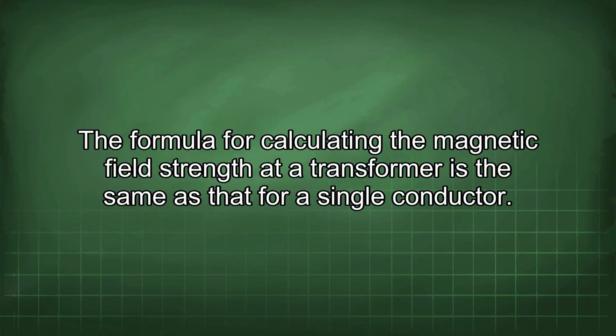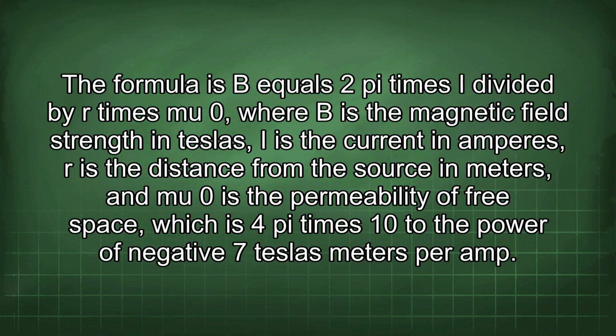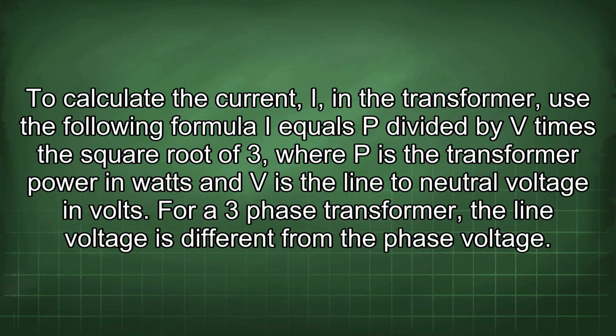The formula for calculating the magnetic field strength at a transformer is the same as that for a single conductor. The formula is B equals 2 pi times I divided by R times mu0, where B is the magnetic field strength in teslas, I is the current in amperes, R is the distance from the source in meters, and mu0 is the permeability of free space, which is 4 pi times 10 to the power of negative 7 teslas meters per amp.